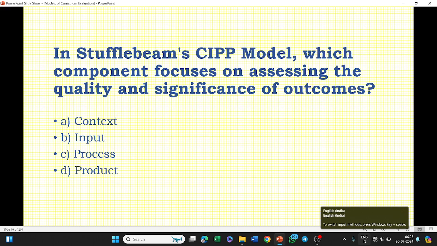Next, in Stufflebeam's CIPP model, which component focuses on assessing the quality and significance of outcomes? Options: context, input, process, product. Answer of this question is option D, that is product.